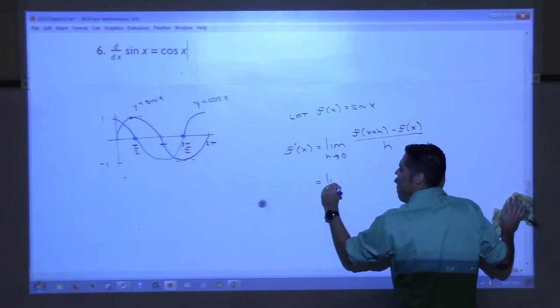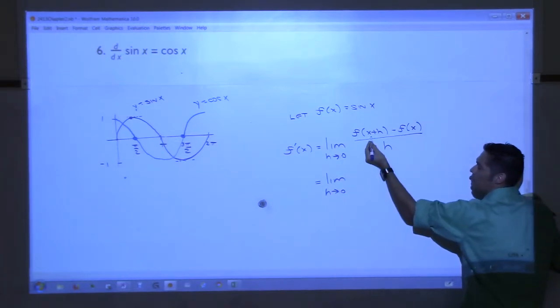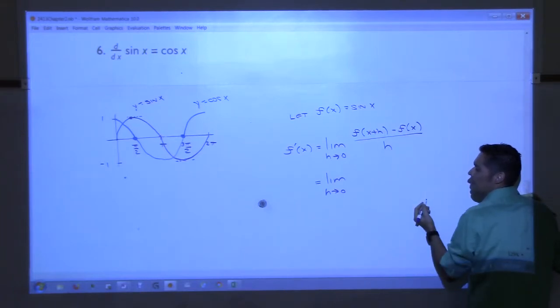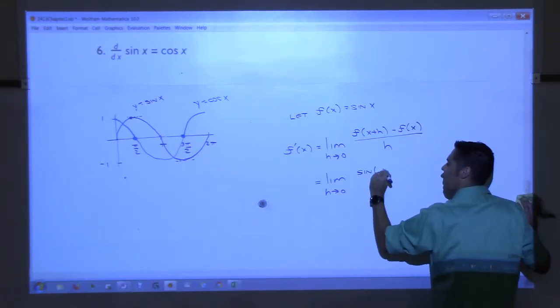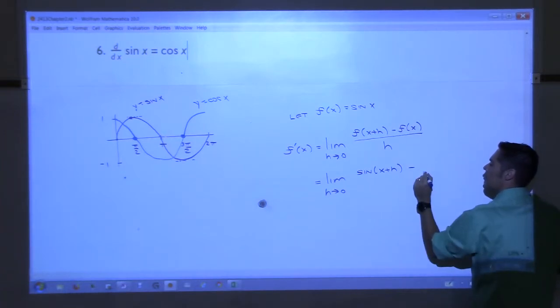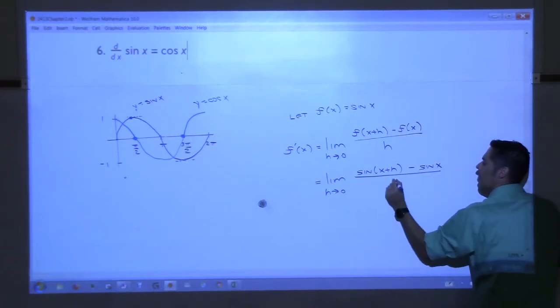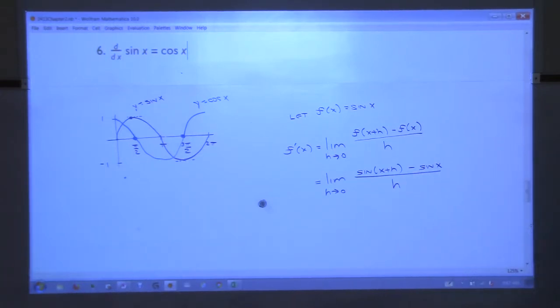which for us would be the limit as h goes to 0. Now what happens when I plug x plus h into this function? What do I get? Sine of x plus h. And then minus f of x, which is sine of x, all over h. That's the setup, right? That's what it would look like.